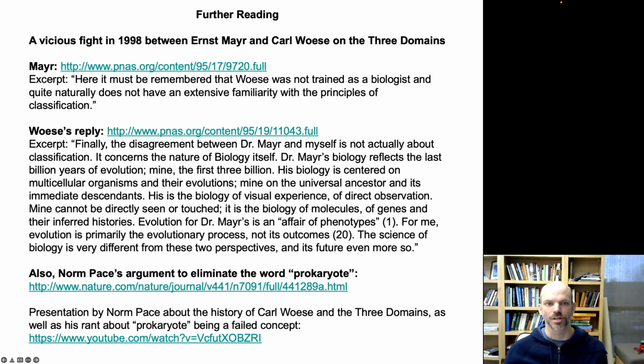So Mayr wrote in 1998, "Here it must be remembered that Woese was not trained as a biologist and quite naturally does not have an extensive familiarity with the principles of classification." So this is Ernst Mayr criticizing Carl Woese's techniques of phylogeny because he was not following the techniques of making phylogenetic trees that biology students had been trained in for 100 years before Carl Woese came along. And he's doing it differently, and Ernst Mayr is grumpy about it.